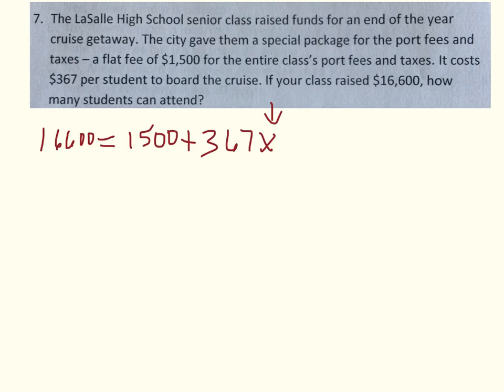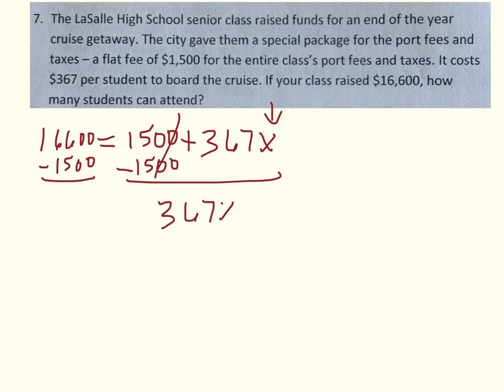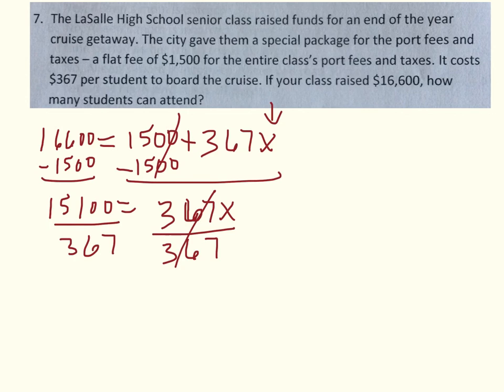Now that we have this equation, we're going to solve for X and find out how many kids can attend. The first step is to subtract this 1,500 from both sides. What you end up getting is 367X equals 15,100. Now the next step is to divide both sides by 367. When we do that, the 367s on the right-hand side cancel out, leaving us with X, which is the number of kids that can attend.